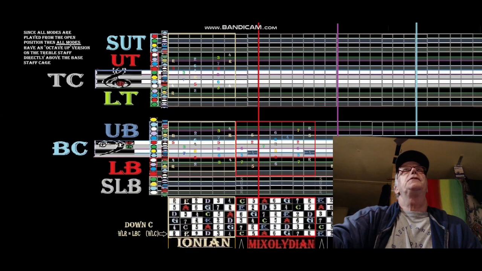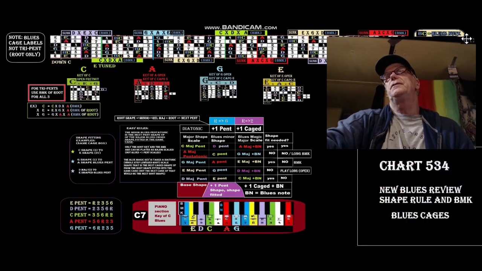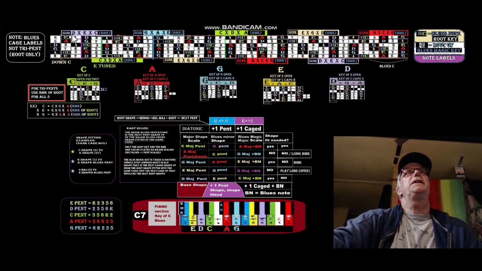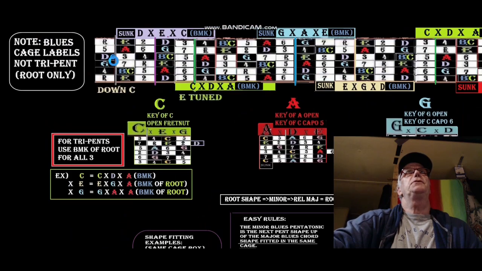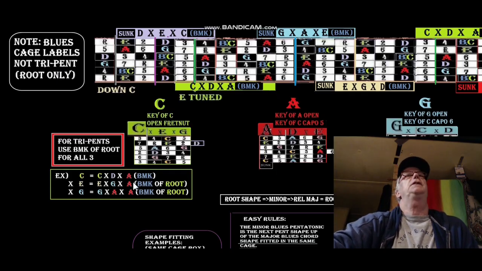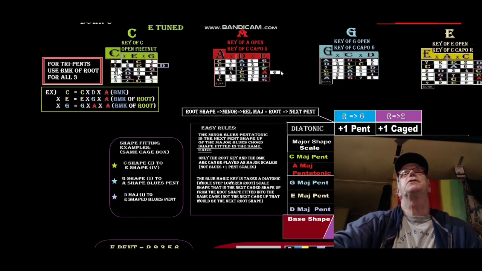All right, so let's move on to now what we got here: the famous New Blues Review shape rule and blues master key, BMK, blues cages. So this is where I first started to get into blues cages again. And I decided to give these things some new labels. Note these labels, we're not losing the old labels, we're just not putting them there on this chart. Blues cage labels are not tripent cage labels. The tripent cage labels, I didn't show them on this, are right here.